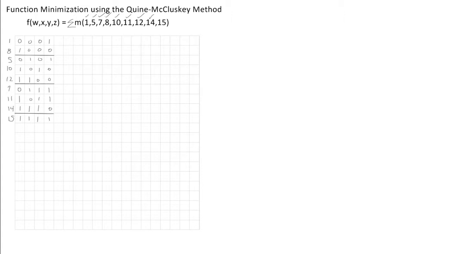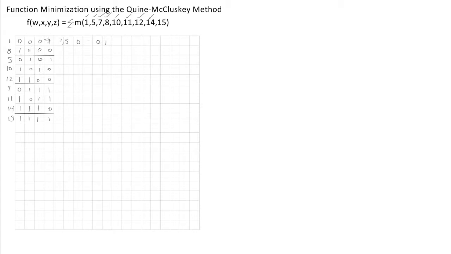So let me get back to the regular color here. For our first group, we're going to have the 1 and the 5. The way that we write that, because this bit is where they are different, is 0 dash 0 1. We just put a dash where they have a different bit.